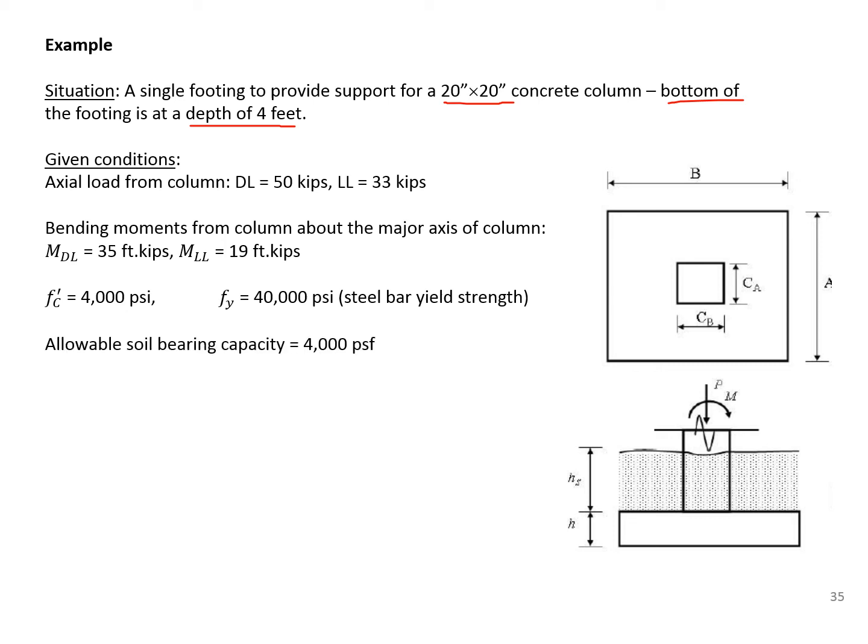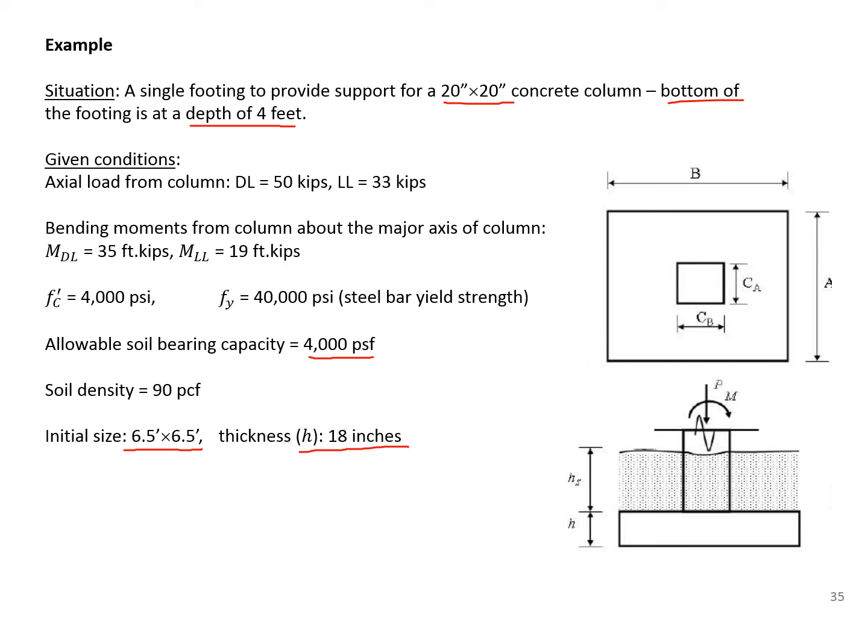The allowable soil bearing capacity in this case is given by the problem as 4000 psf, pounds per square foot. Soil density 90 pounds per cubic foot. And we're going to try a 6.5 by 6.5 foot footing with a thickness of 18 inches.